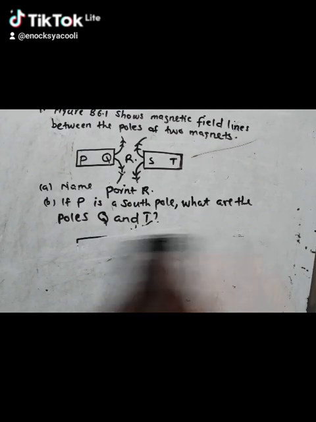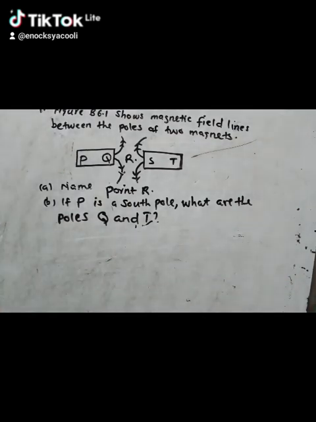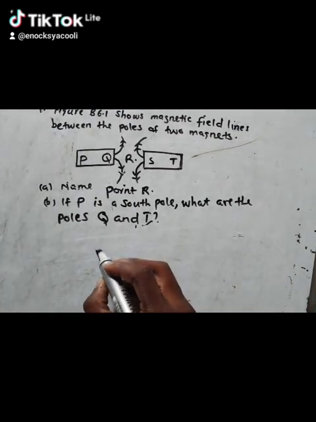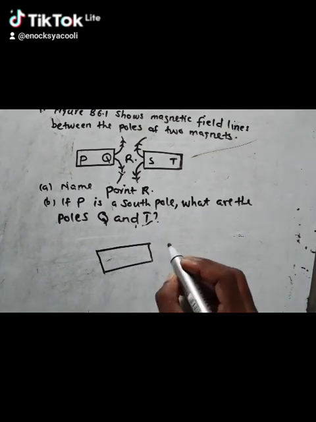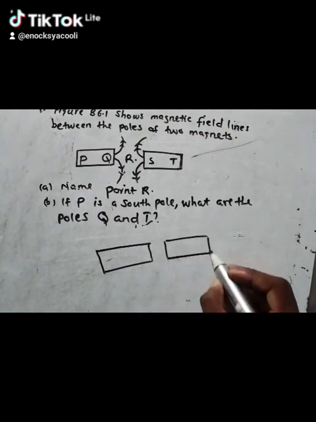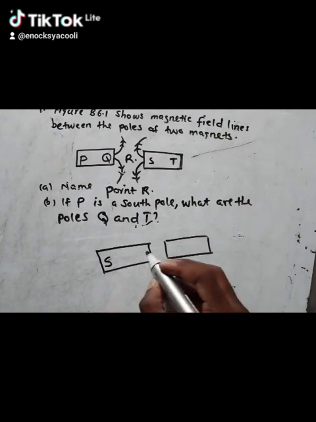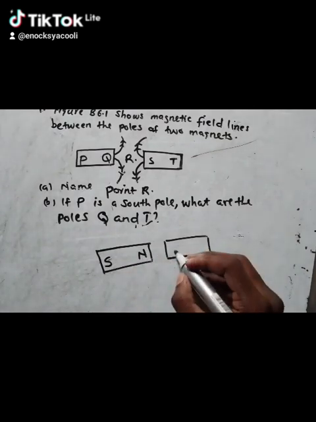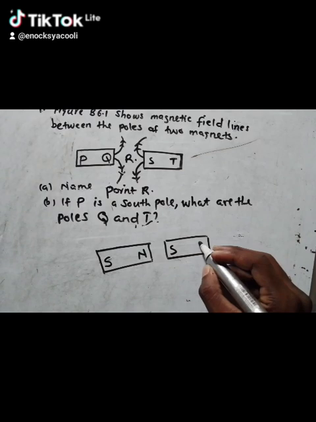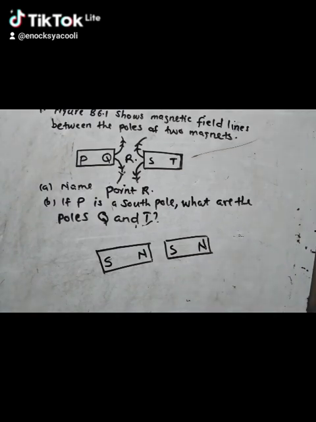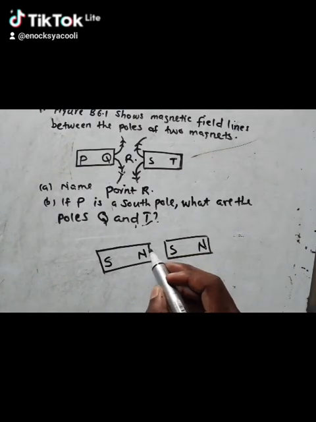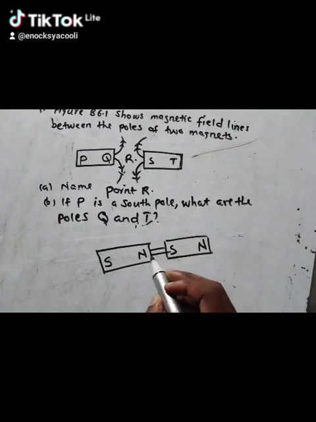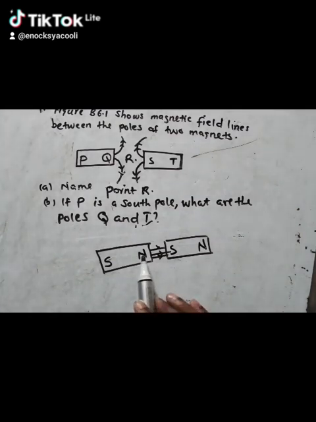So at times you find that the two magnets that you are being given, for example, let's say we have this magnet and this magnet here. Let's say this is south, this is north. This is south, this is north. So these two magnets will attract each other like this, because they are unlike poles.